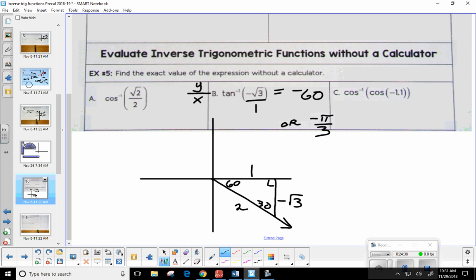Now, what if this hadn't been a special triangle? Could I have still found the angle without the calculator? By doing what? There you go.